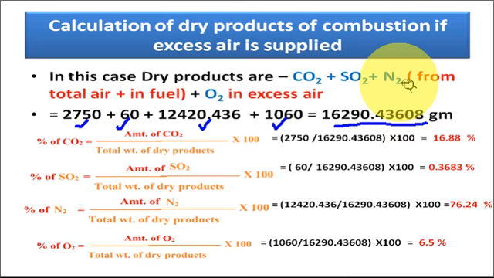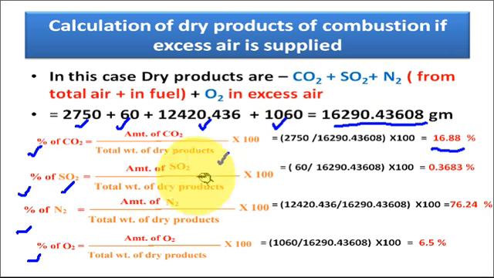Now the different percentages of the different dry products will be calculated with these formulas. Percentage of carbon dioxide is equal to amount of carbon dioxide divided by total weight multiplied by 100. So this comes to 16.88%. Percentage of sulfur dioxide is equal to amount of sulfur dioxide, that is 60, divided by total weight of dry product multiplied by 100. So this comes to 0.3683%.